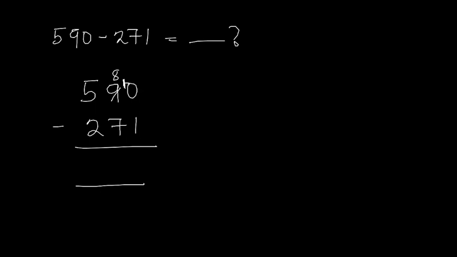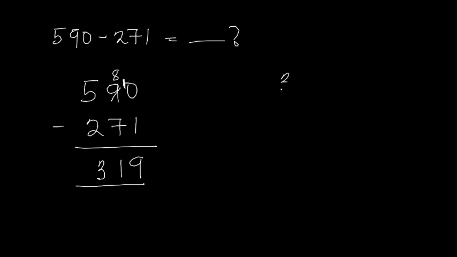If I bring it to the ones column over here, it becomes 10 plus 0, which is 10. So 10 minus 1 will give me 9. So I have my 9 over here. Under the tens column, I'm left with 8 over here, not the 9 again, 8. So 8 minus 7 will give me 1. Now I come to the hundreds column. 5 minus 2 will give me 3. So 590 minus 271 will give me 319. Alright, let's have a look at another example.